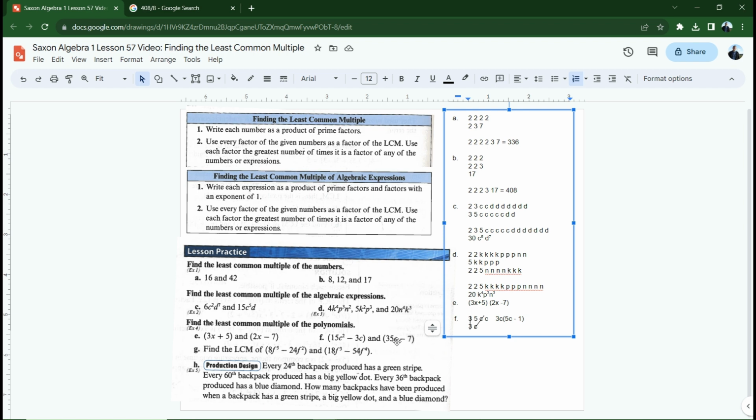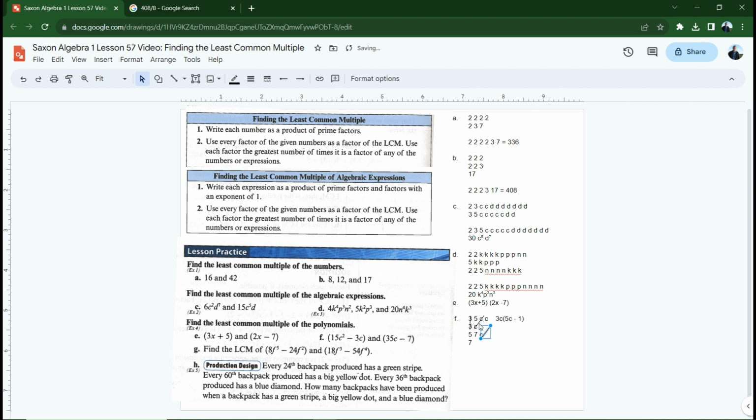What does this one become? Okay, let's see. I could do this the same way. I could take 35c and note that 35 is 5 times 7. That's a prime factorization of 35 times c. And then the other number is 7. And what do they have in common? The number 7.